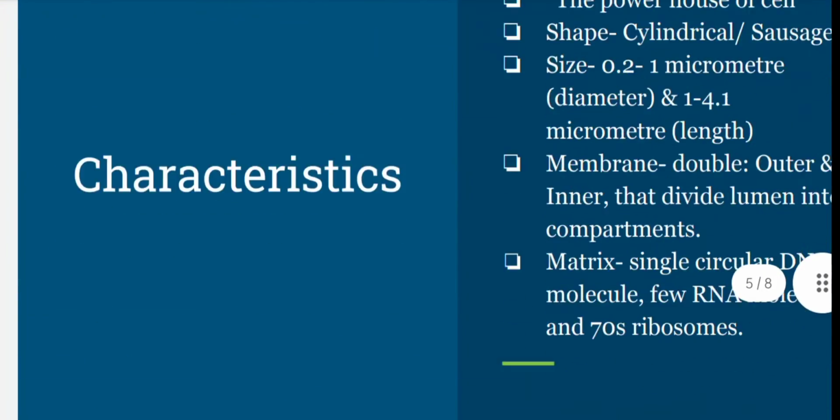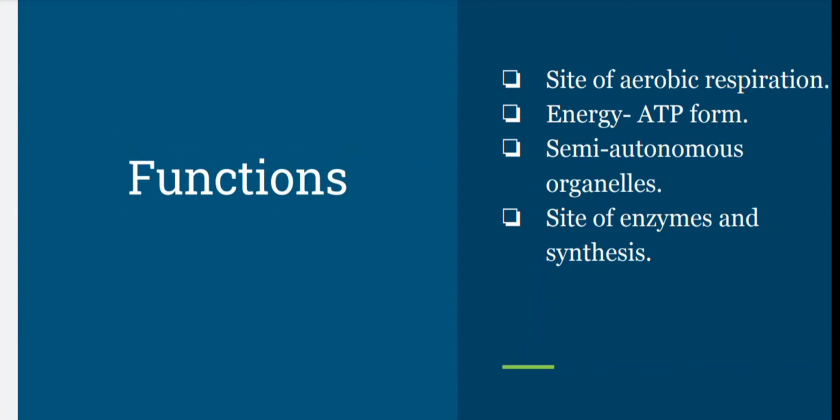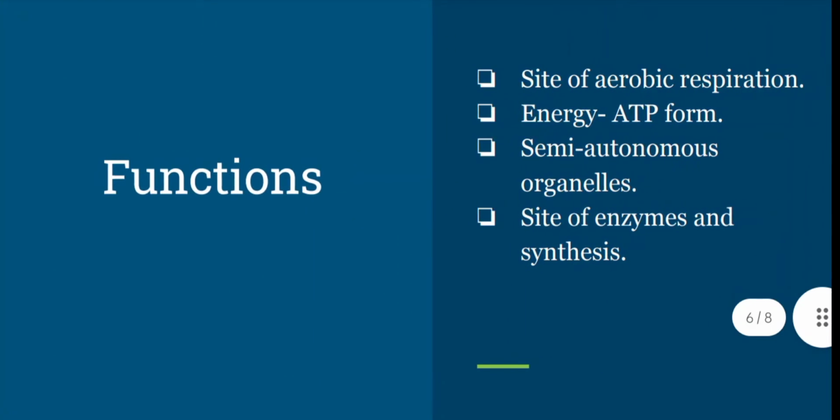Now let's look into the functions. It is a site of aerobic respiration. Talking about aerobic respiration, these provide cellular respiration to the cell, and the energy it produces or facilitates is in the form of ATP. While talking about energy, it has to be noted that the mitochondria plays a major role here. These mitochondria break down big molecules into smaller or simpler ones to provide energy, just like the ones seen in our digestive system.